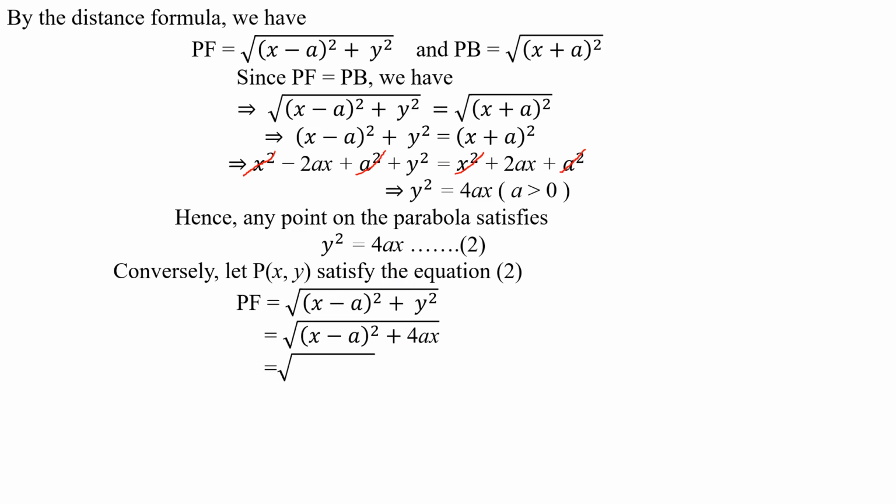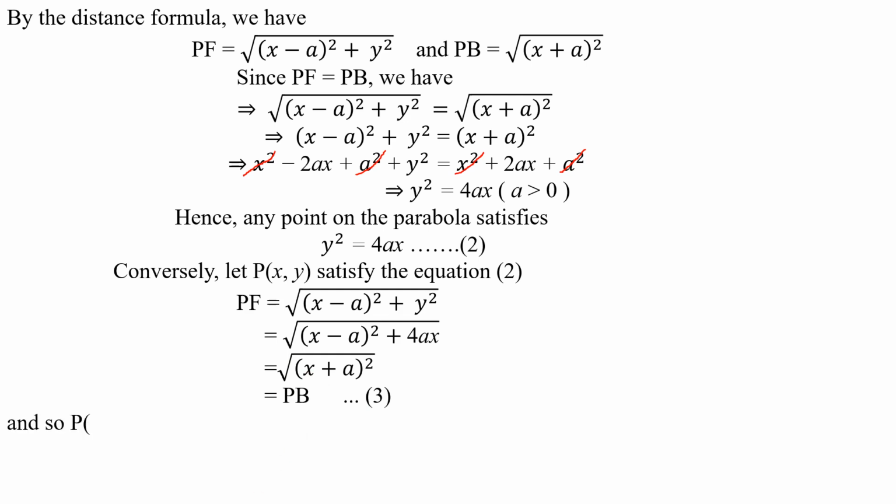Right. That is equal to, what we will get? The square root of (x plus a) whole square. By simplifying these two terms, finally we get the square root of (x plus a) whole square. That is equal to PB. Let us consider this result as equation 3. So PF is equal to PB. Understood this step, my children?